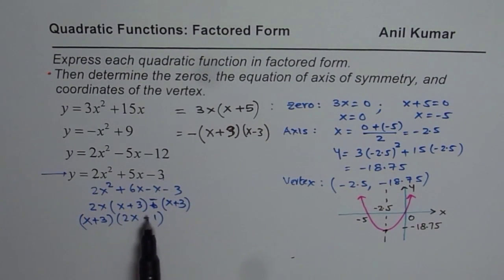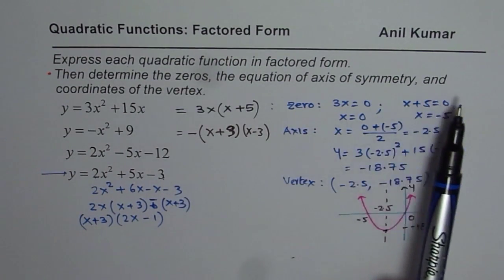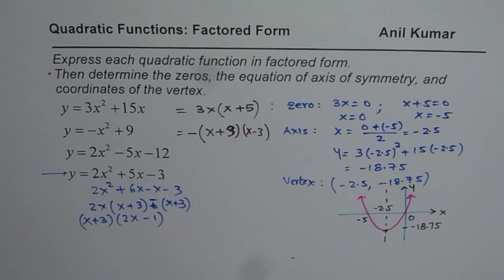This one is very similar. You can follow the same strategy and factor the third equation and then figure out what the zeros, axis of symmetry and vertex are. Also sketch the graph.